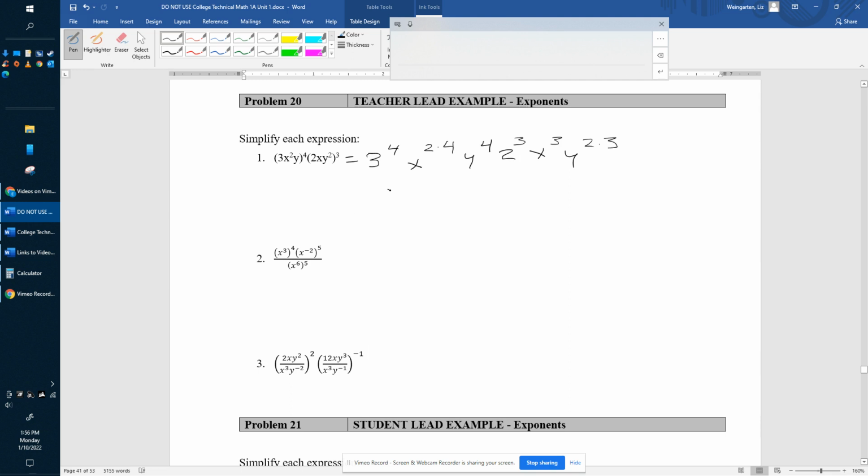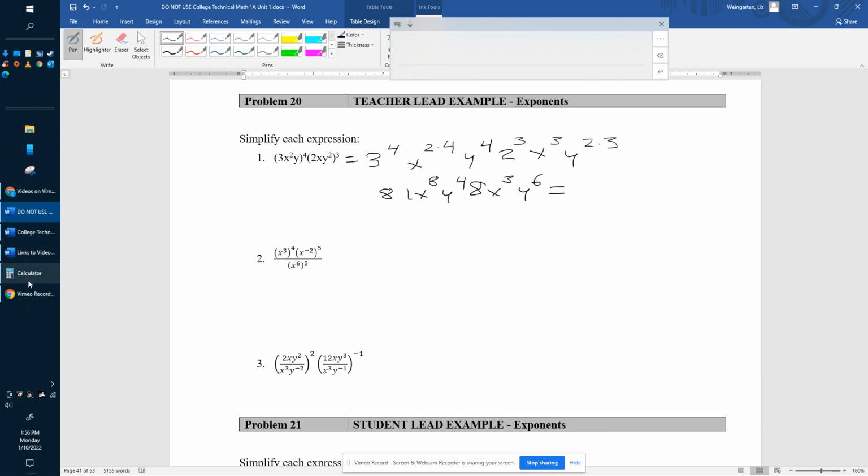3 to the 4th is 81. X to the 2 times 4 is x to the 8th, y to the 4th. 2 to the 3rd is 8, x to the 3rd, y to the 2 times 3 is y to the 6th. Now let's combine our like terms.